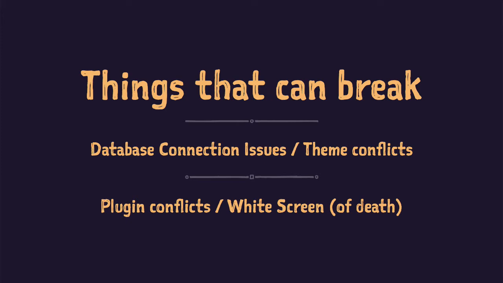Things that can break. There are many things that can break within your WordPress site. The very first thing is there could be database connection issues. We'll discover what that looks like when there is a database connection issue. This can happen if your host goes down or if there's a problem somewhere with your configuration or your setup file, things like that.